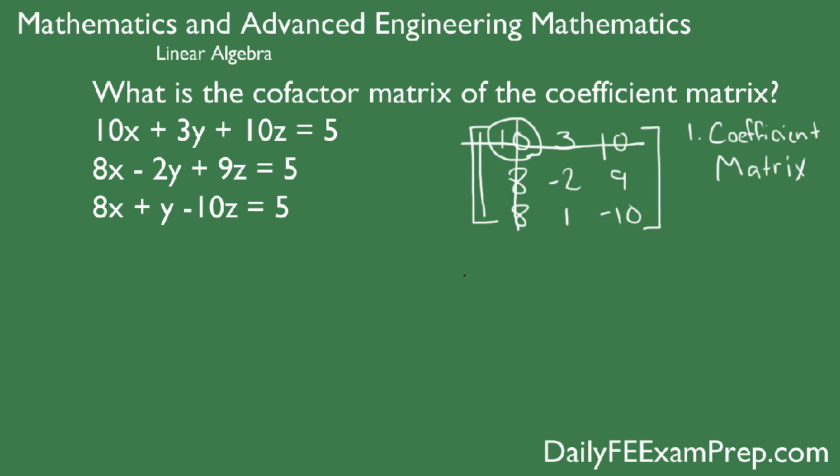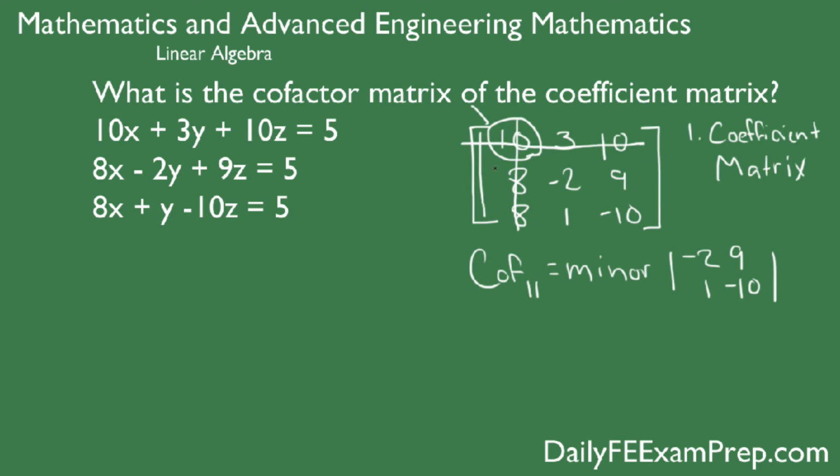Okay, so we have the cofactor of row 1, column 1, which is i and j, equal to the minor of -2, 9, 1, and -10. If we find the determinant of this minor matrix, we will get the determinant value of the cofactor matrix in this 1, 1 position.